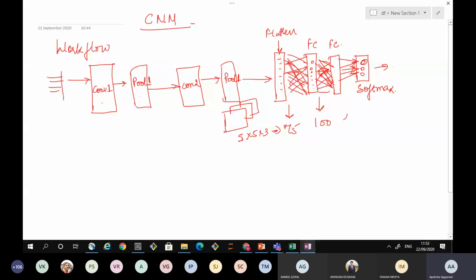Now over here, how are weights calculated? I will remove this part.